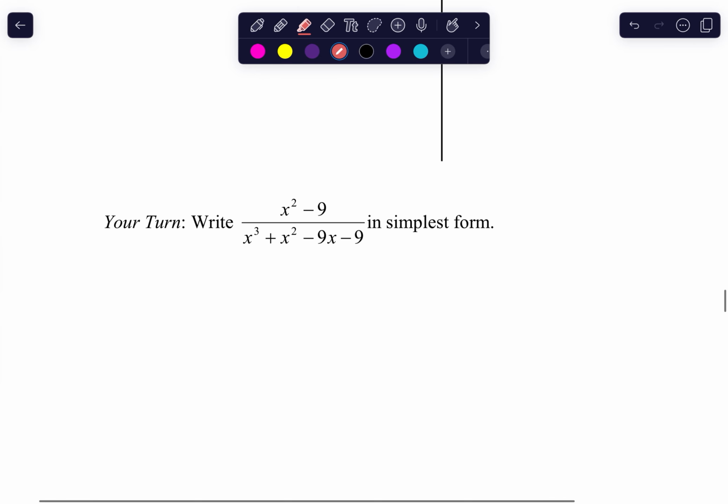All right, so you guys have one last one to do, so pause the video, try it, and then you'll be able to start your practice work.